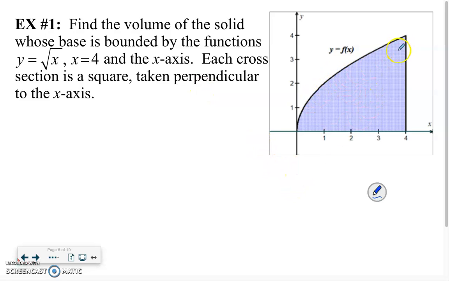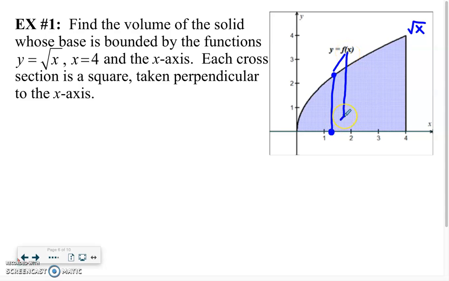Okay, so again, we're trying to picture that there is a three-dimensional solid figure where the base of it is in this shaded region. And it says we're bounded by the function y equals radical x, so that would be this curve here at the top, this straight line x equals 4, and the x-axis. It says each cross section is a square taken perpendicular to the x-axis. So perpendicular to the x-axis would be like this. So this would be like the base of the square, and then it would kind of come up.